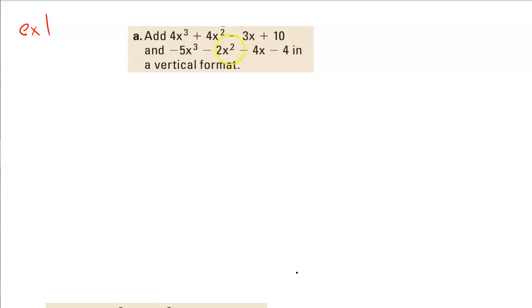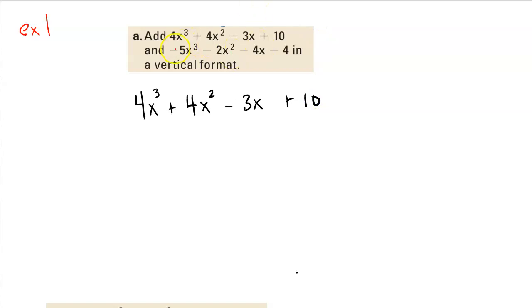All right, let's look at our first example, which is adding two polynomials in a vertical format. So when we add polynomials, all we're really going to do is just add the like terms. When they talk about vertical format, it doesn't really matter which way you do it, but a vertical format would look something like this. So I'm going to rewrite this problem and write out my terms.